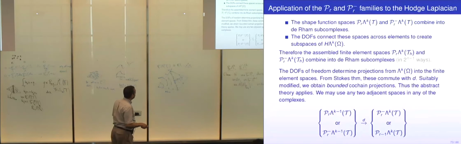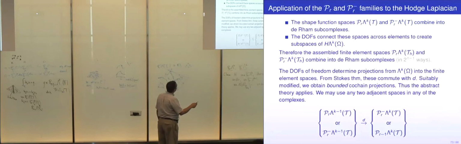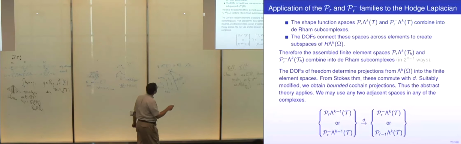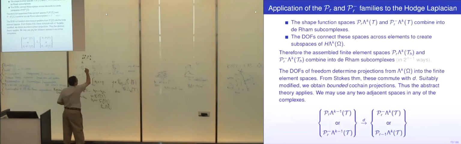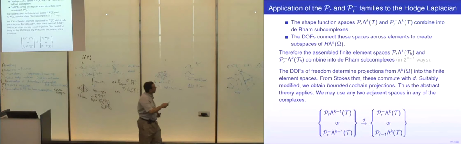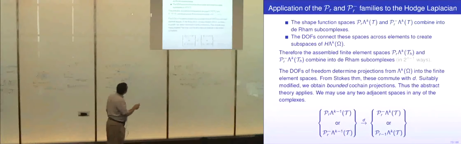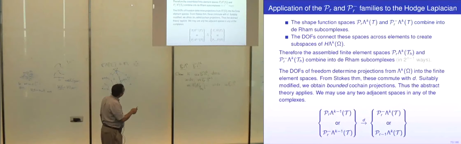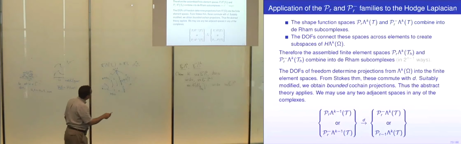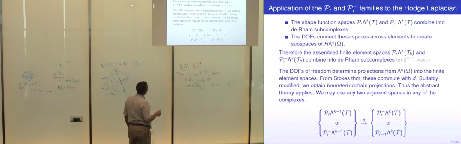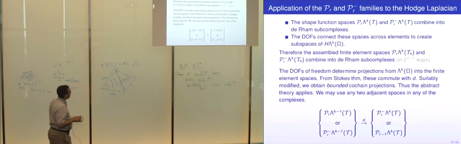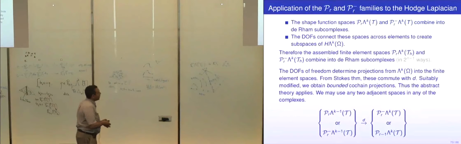But putting that aside, then we have shape functions. They combine into de Rham subcomplexes. Then when we assemble them together, instead of having this on each t, we have it piecewise, so we have it on th. So we have finite elements that form nice subcomplexes. And the degrees of freedom give us projection operators. Because of Stokes' theorem, they commute with d. If we suitably modify them with this technical smoothing business, we get bounded cochain projections, and so our abstract theory applies.